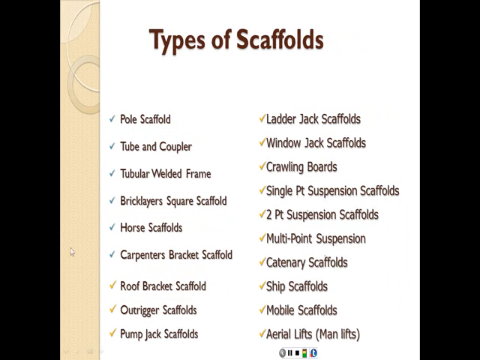So here are some examples of different types of scaffolds. We have the pole scaffold, tube and coupler, tubular welded frame, bricklayer square scaffold, horse scaffolds, carpenter's bracket scaffold. You can read the rest of them, but again, these are all different types of scaffolds that would fall under the three main categories: platform, suspended, or man lifts.